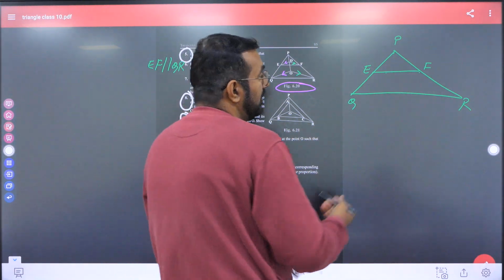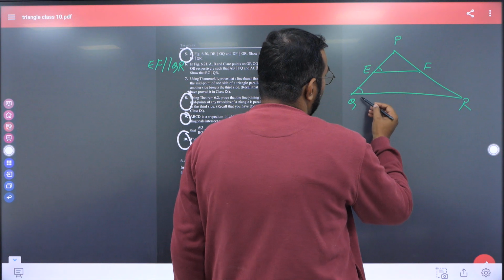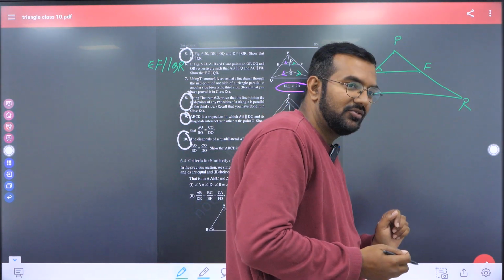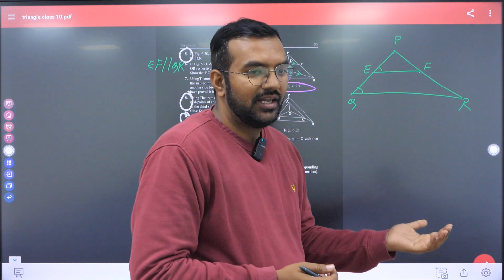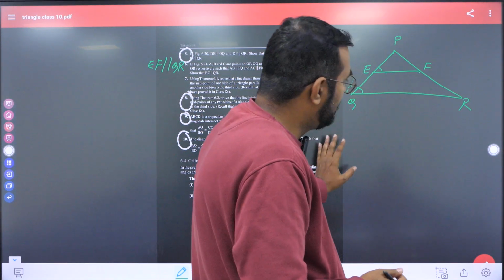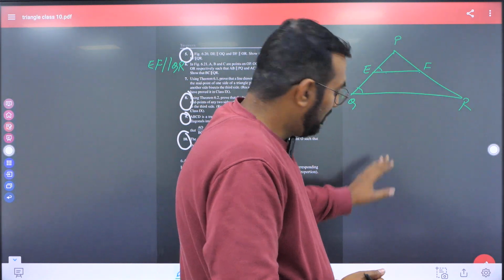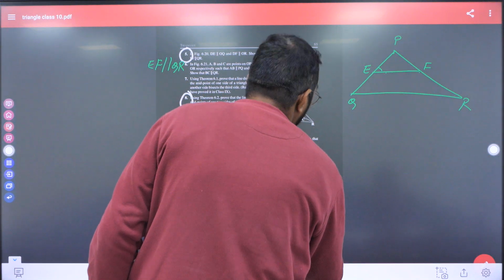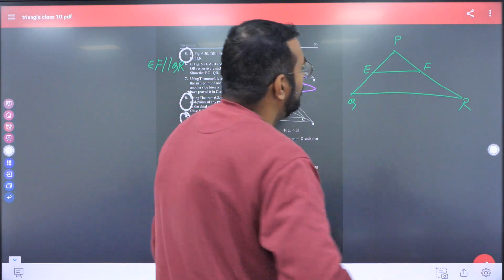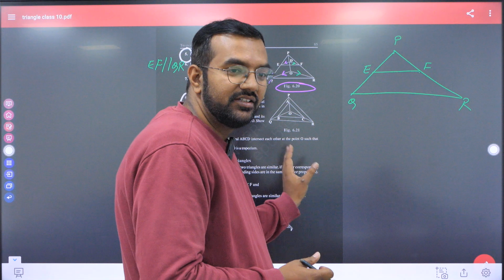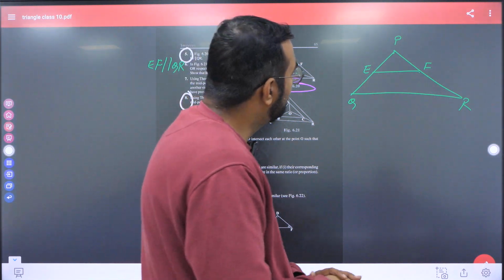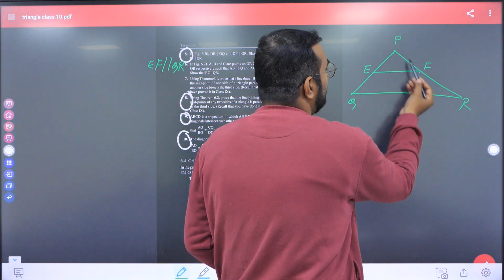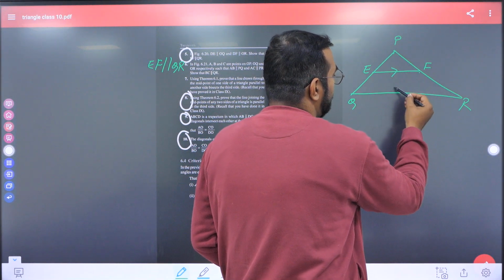Someone may also think, sir, if we prove this angle equals to this, then these two are the corresponding angles, so the lines are parallel. You may think like that, but in this chapter we always have to think about the theorems and axioms which we have studied in this chapter. So we have studied the converse of BPT that says if this upon this is equal to this upon this, in that case this is parallel to this.